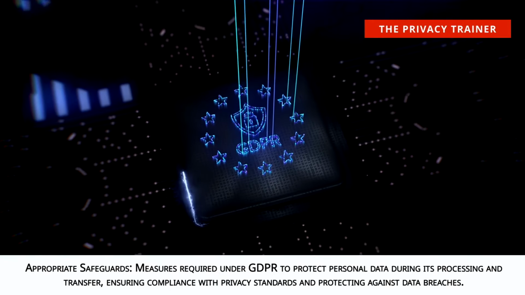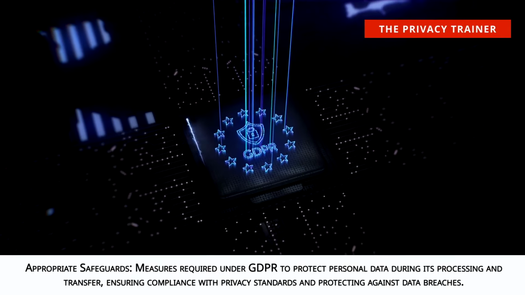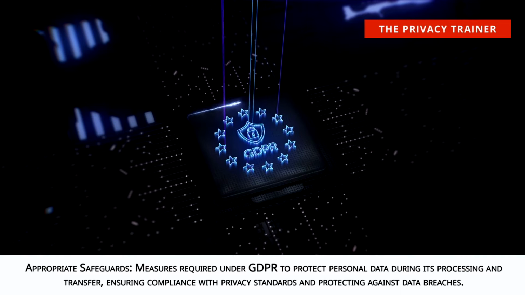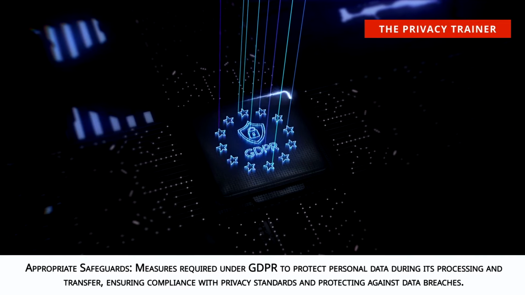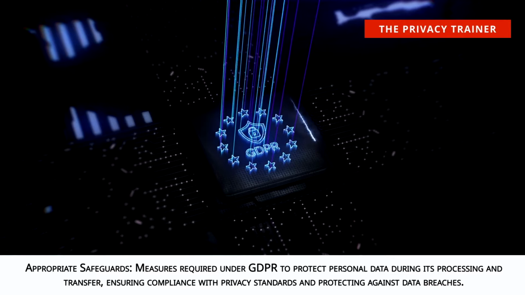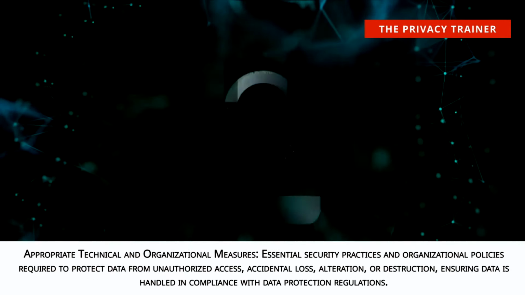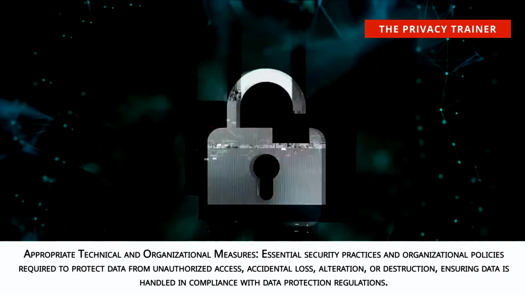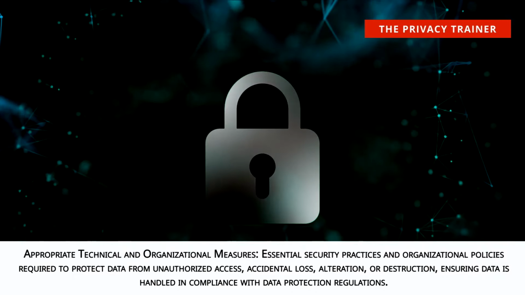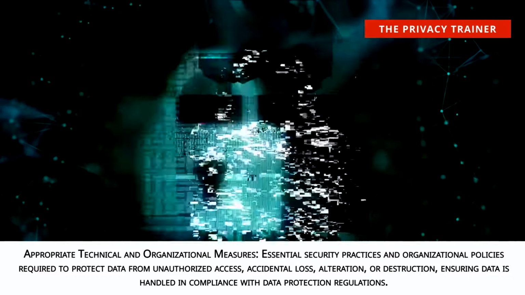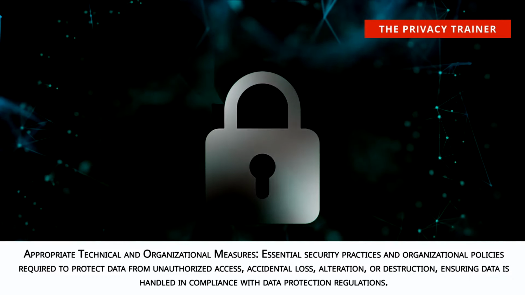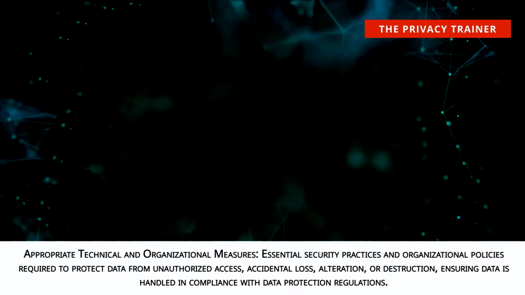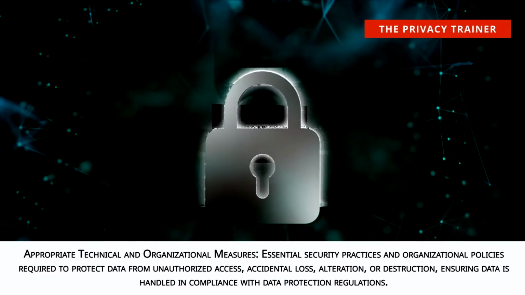Appropriate safeguards. Measures required under GDPR to protect personal data during its processing and transfer, ensuring compliance with privacy standards and protecting against data breaches. Appropriate technical and organizational measures. Essential security practices and organizational policies required to protect data from unauthorized access, accidental loss, alteration, or destruction, ensuring data is handled in compliance with data protection regulations.